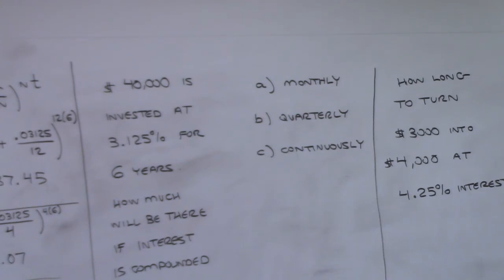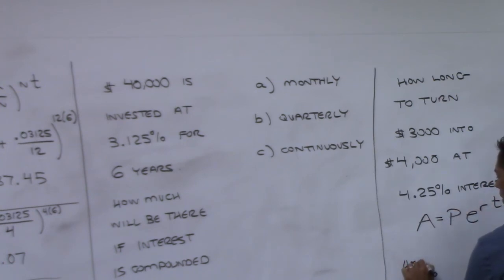What about this last one? How long will it take to turn $3,000 into $4,000 at a 4.5% interest rate? Yep, so we're using this one. So 4,000 is A, equals 3,000 is P, right? And then e to the interest rate of 0.0425 times T. So replace that with 3,000, that with 4,000, that with our interest rate, and then T, leave it as T.